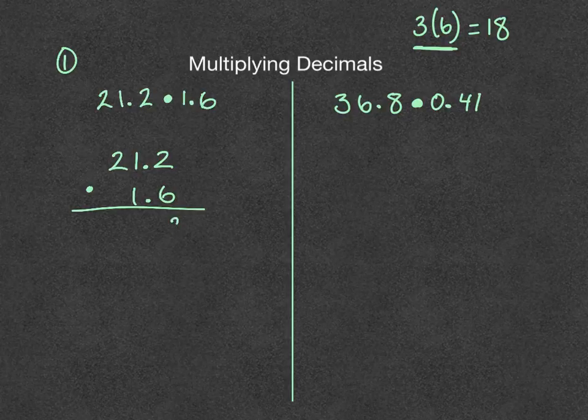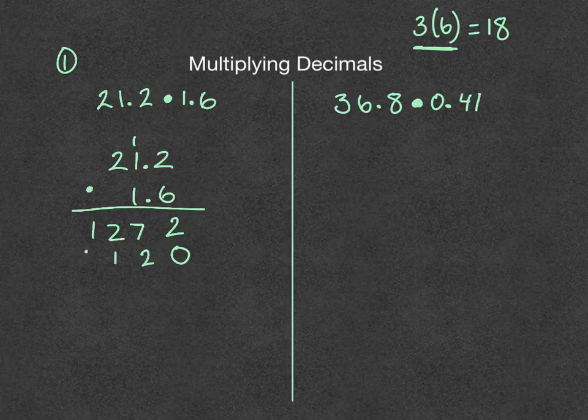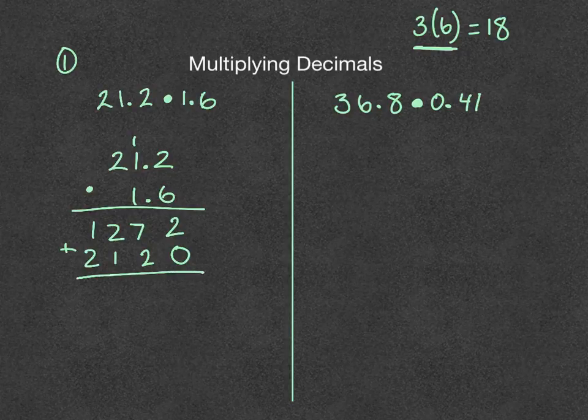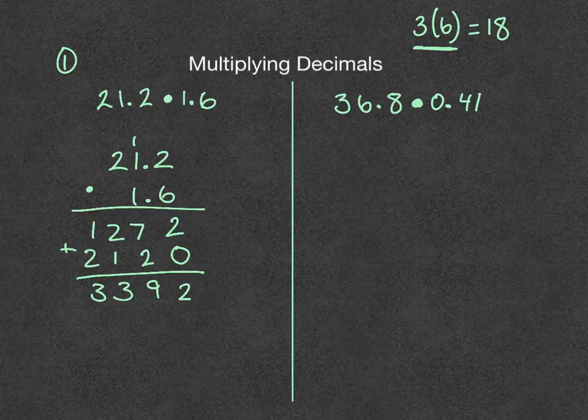So 6 times 2 is 12. 6 times 1 is 6, plus 1 is 7. 6 times 2 is 12. I need to put a 0 because I'm moving over in place value. Then 1 times 2 is 2, 1 times 1 is 1, 1 times 2 is 2, and then I add these. 2 plus 0 is 2, 7 plus 2 is 9, 2 plus 1 is 3, 1 plus 2 is 3. Now, does it make sense for my answer of 21 and 2/10 times 1 and 6/10 to be 3,392? No, it does not make any sense, right?